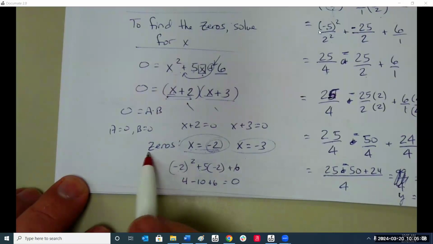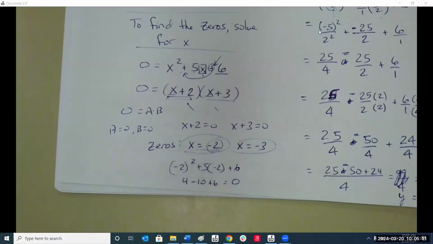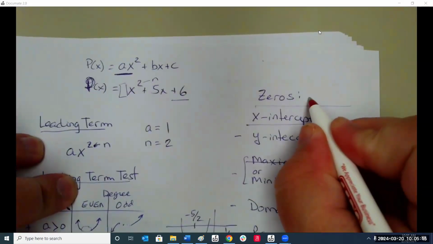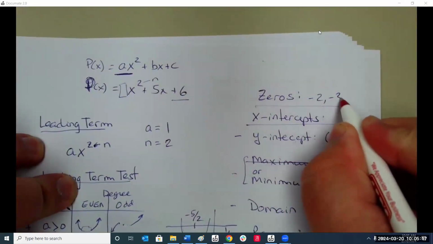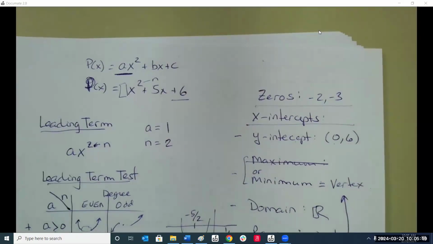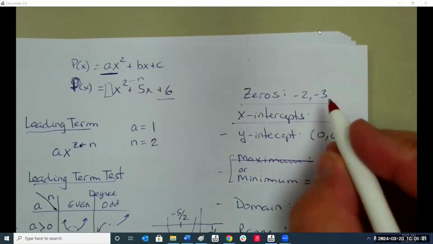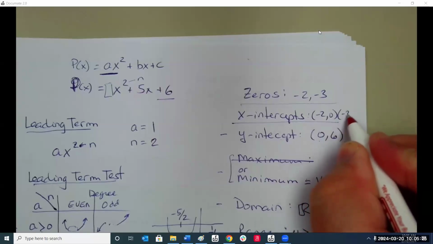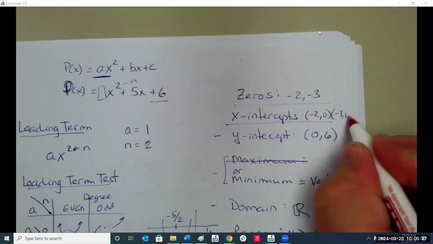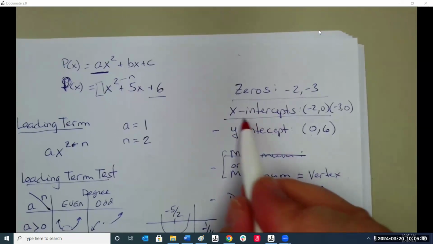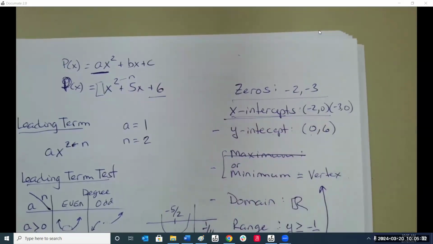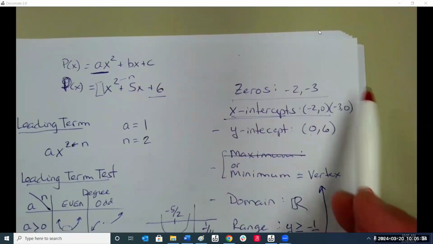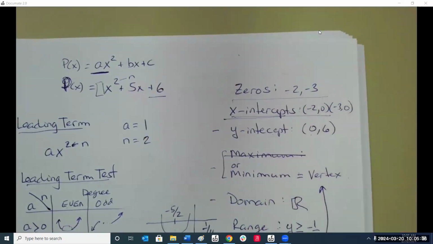So if those are my zeros, what are my x-intercepts? My zeros are at negative 2 and negative 3. What are my x-intercepts? Negative 2 comma 0 and negative 3 comma 0. Very good. Because the x-intercepts are a location, they're a point. The zeros are values.